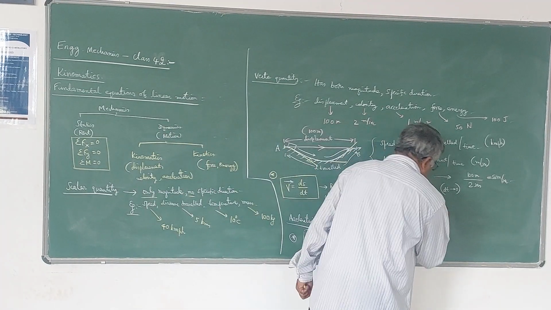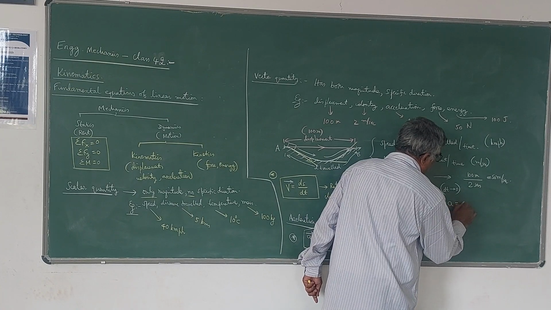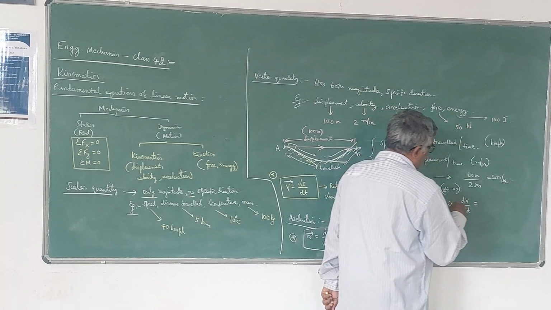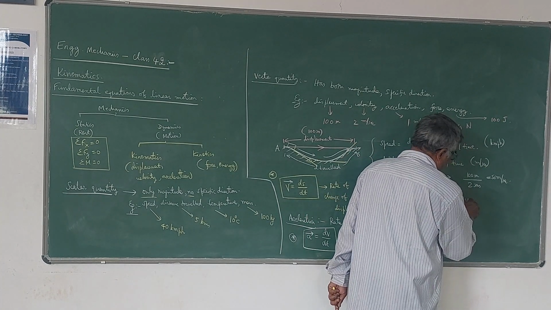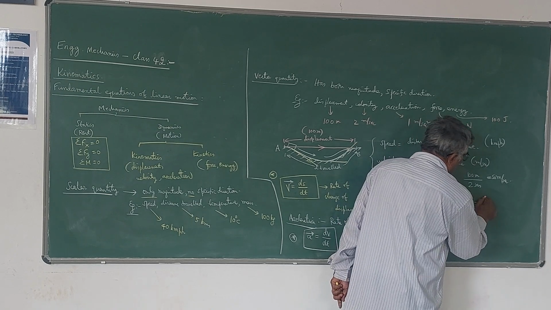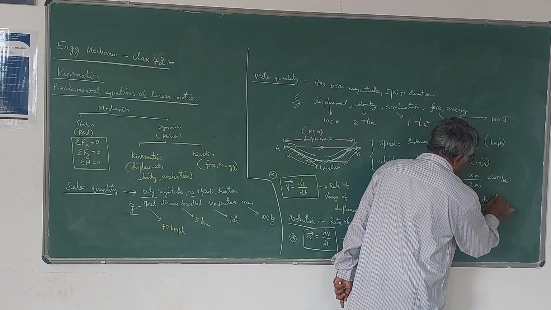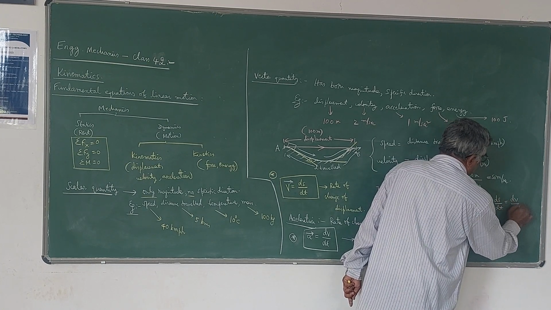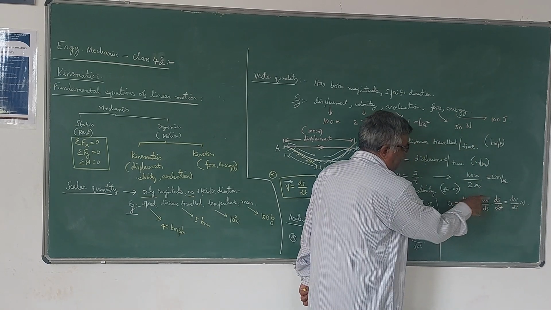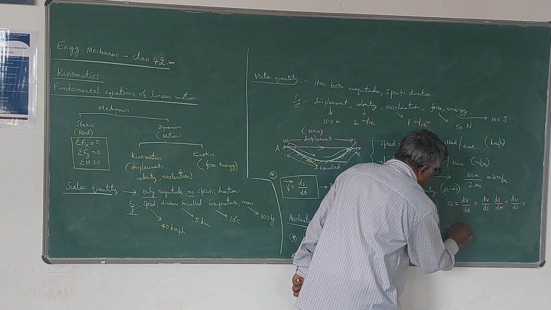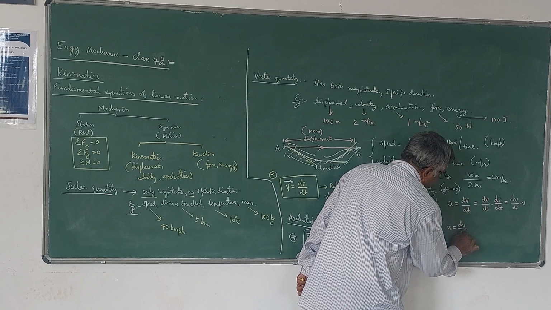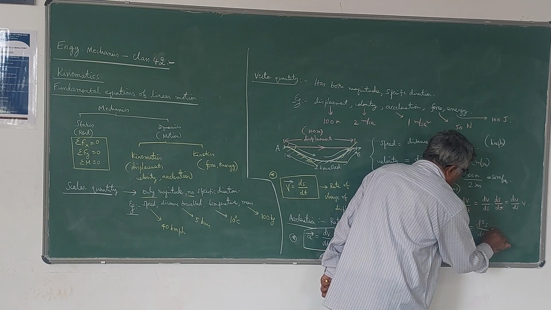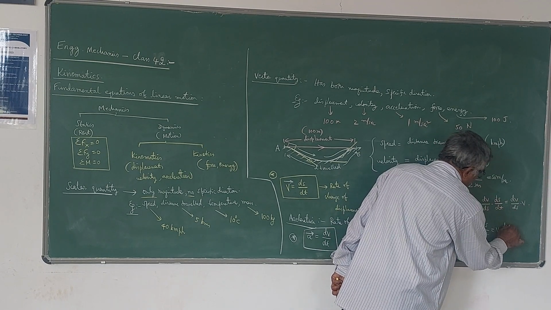There is one more form of writing acceleration. You know that A is equal to dv by dt. This total derivative can be converted to a product of two derivatives using the chain rule. So that is dv by ds, introducing the ds term, into ds by dt. That is dv by ds into ds by dt, which is v. So this is another form of writing acceleration. That means acceleration can be written in three different ways: one is dv by dt, second is d square s by dt square, third is v into dv by ds.